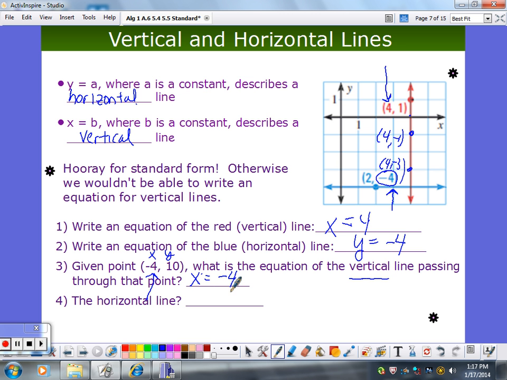Negative 4. What's going to be the equation of the horizontal line? Alex, what's it going to be? Y equals 10. Now tell me how. Right. Yep. And then y is 10. So given that point, it almost writes itself. Almost. But you have to know that the x equal is the vertical, the y equal is the horizontal.